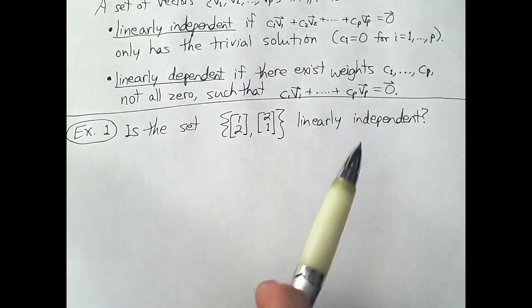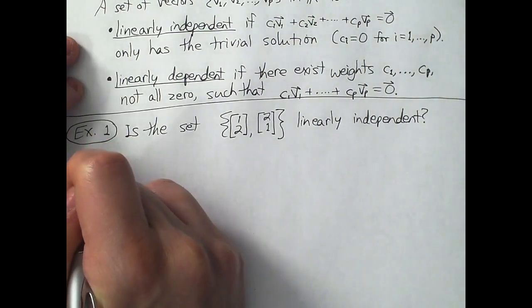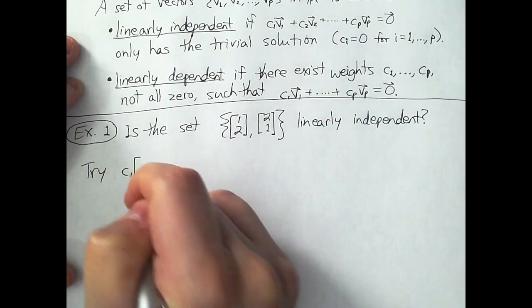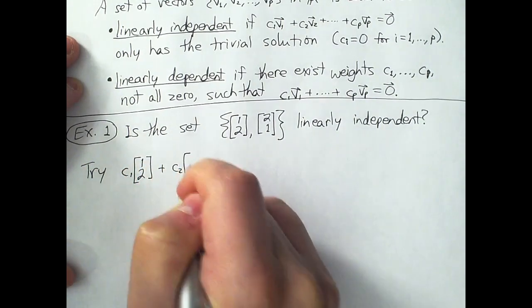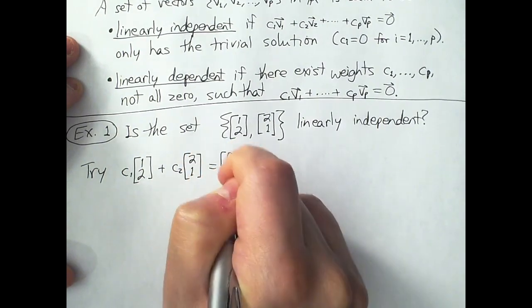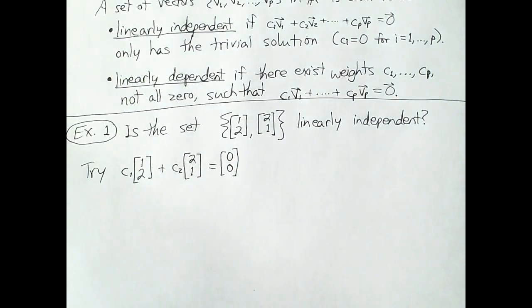Because this is a topic that's going to come up throughout the semester, just make sure you know which one you're answering, which one is which. All right, here's what we're going to do. Let's try setting up C1V1 plus C2V2. Try setting it equal to 0, and we are going to find out whether or not C1 and C2 exist.